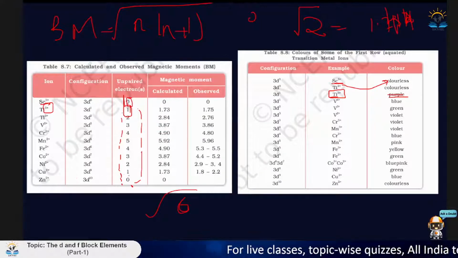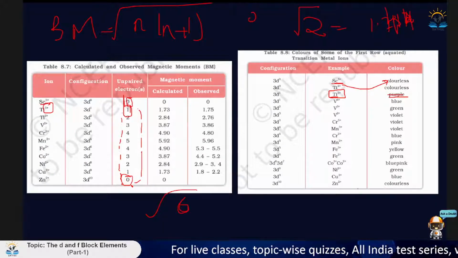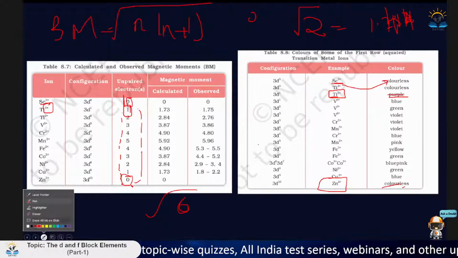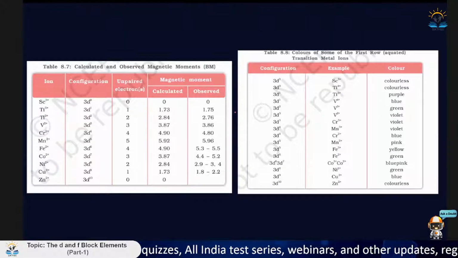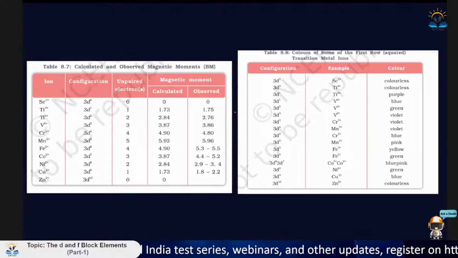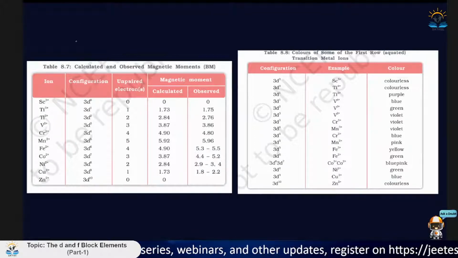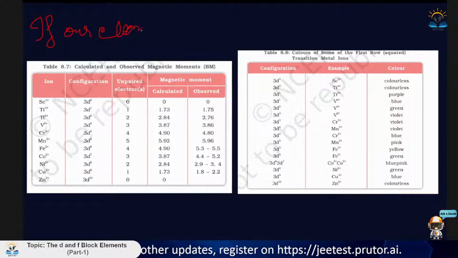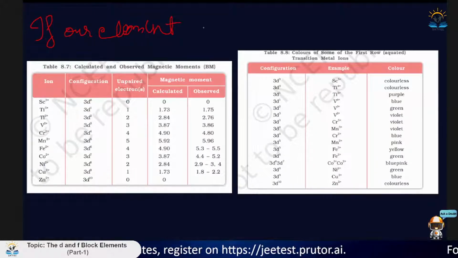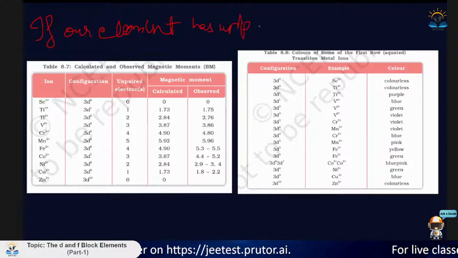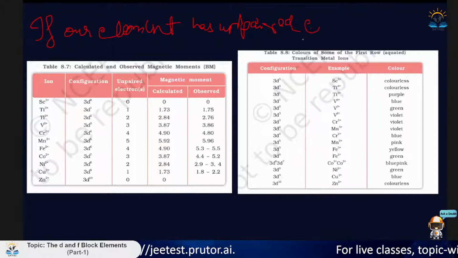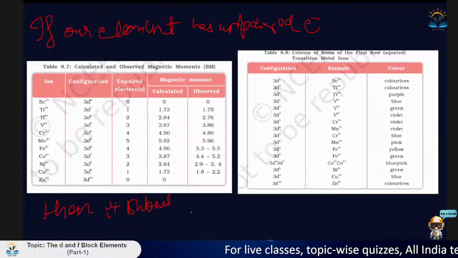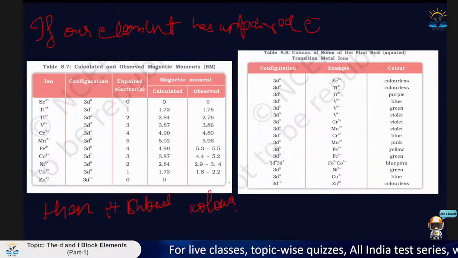Similarly, if we see zinc, it has no unpaired electrons. And over here, zinc is colorless. Okay. So we can see a direct relation here between unpaired electrons and the D block element having a color or not having a color. Okay. So here we will write that if our element has unpaired electrons, then it shows colors, or it shows its true colors, however you remember it.